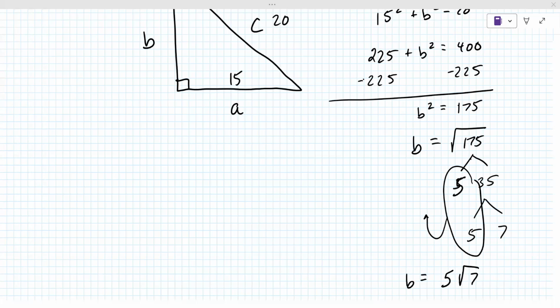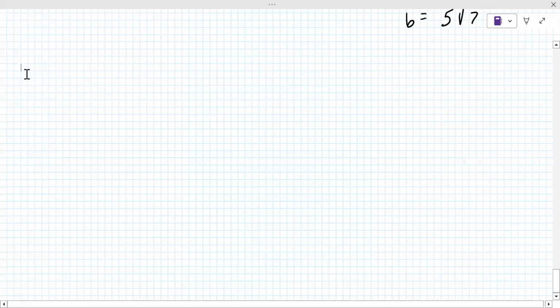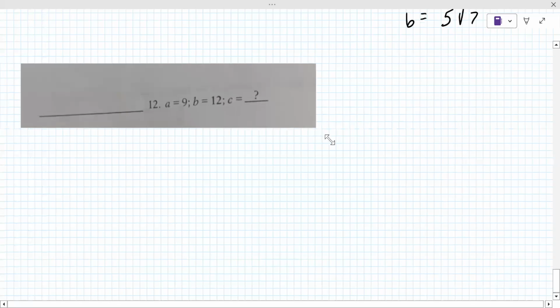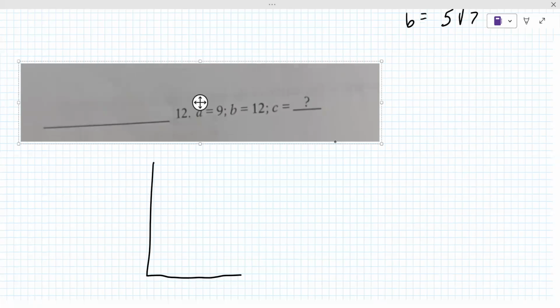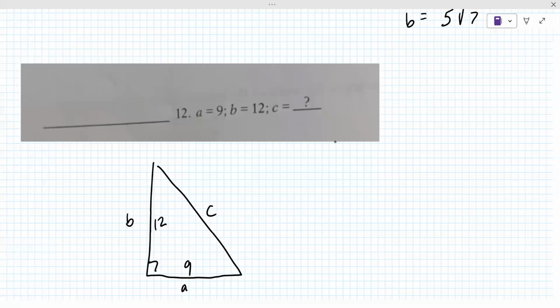All right, so we're on to number 12. It's another right triangle here. So again, good to draw the same right triangle every time. That way it's consistent. A, B, and C. This time they're giving you A is 9 and B is 12. Make sure you draw that triangle and then write the Pythagorean theorem. A squared plus B squared equals C squared. Okay. So then we have A equals 9, B equals 12, C equals blank.